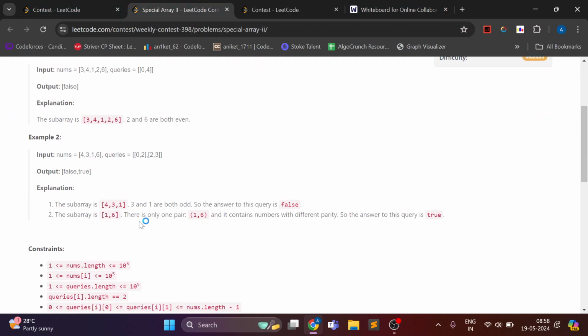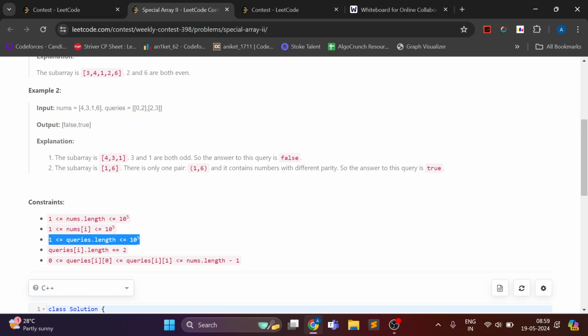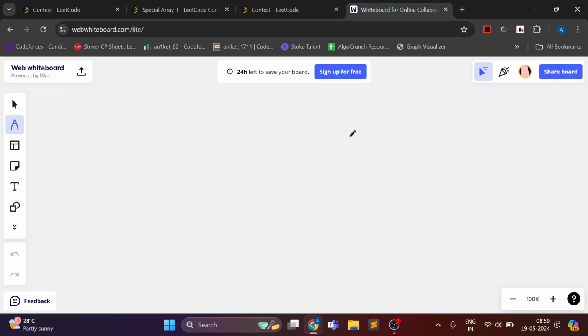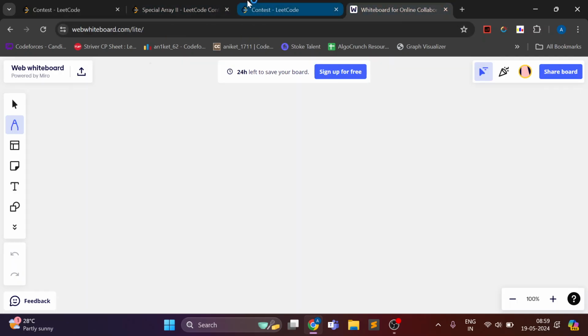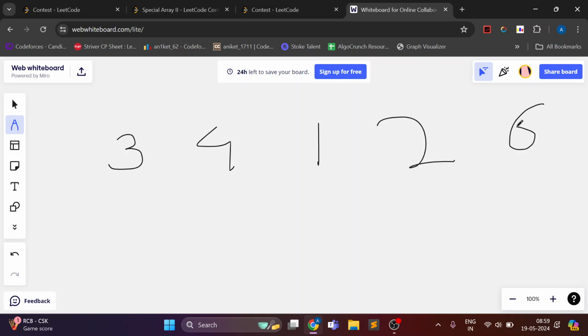Now for obvious reasons, queries are up to 10 raised to power 5, so an n square kind of solution would not work, so basically we have to use a prefix sum. Now what kind of prefix sum? Let's say I have an array 1 2 6. Now I will convert this array into B. Let's say B can be a 0 1 array.